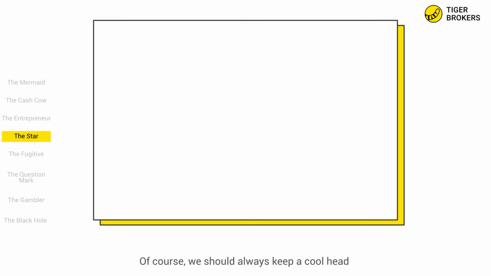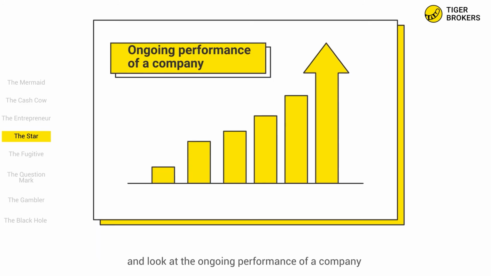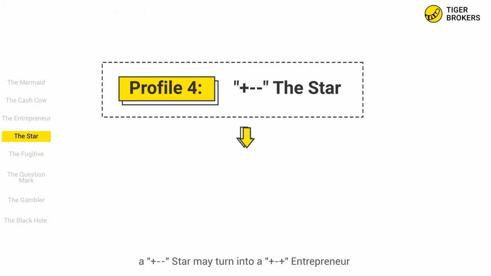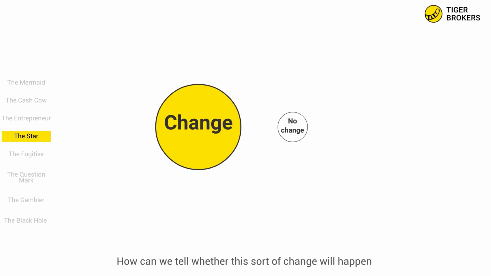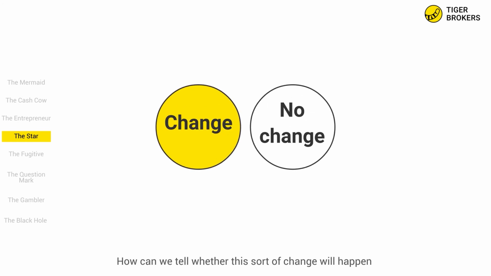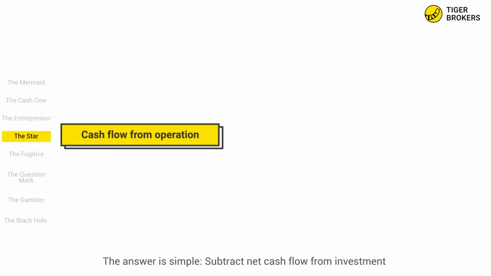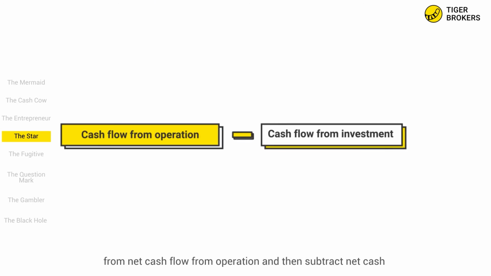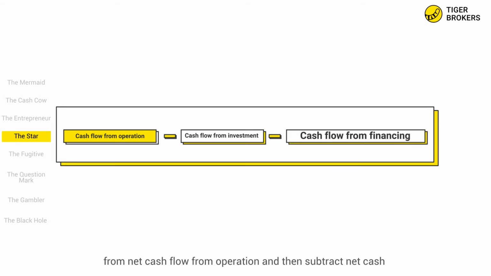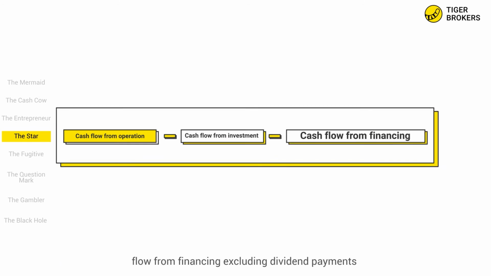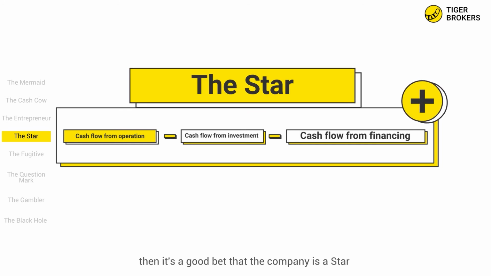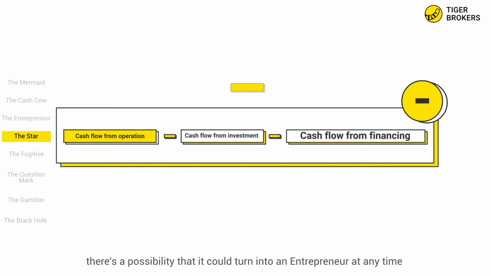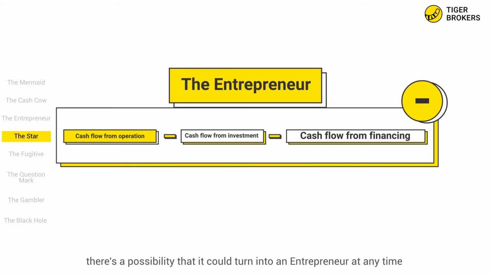Of course, we should always keep a cool head and look at the ongoing performance of a company. Without consistent performance, a one positive, double negative star may turn into a one positive, one negative, one positive entrepreneur. How can we tell whether this sort of change will happen? The answer is simple. Subtract net cash flow from investment from net cash flow from operation, and then subtract net cash flow from financing, including dividend payments. If the difference is positive, then it's a good bet that the company is a star. If negative, there is a possibility that it could turn into an entrepreneur at any time.